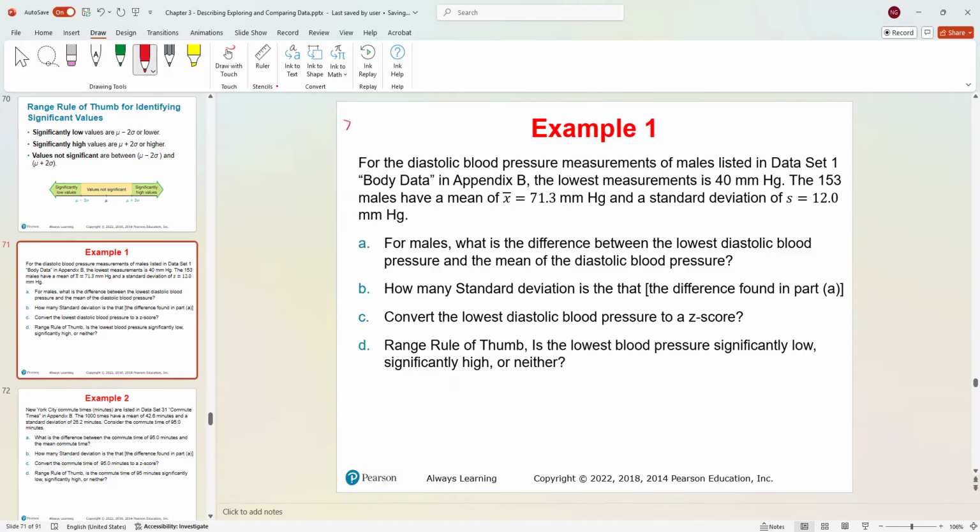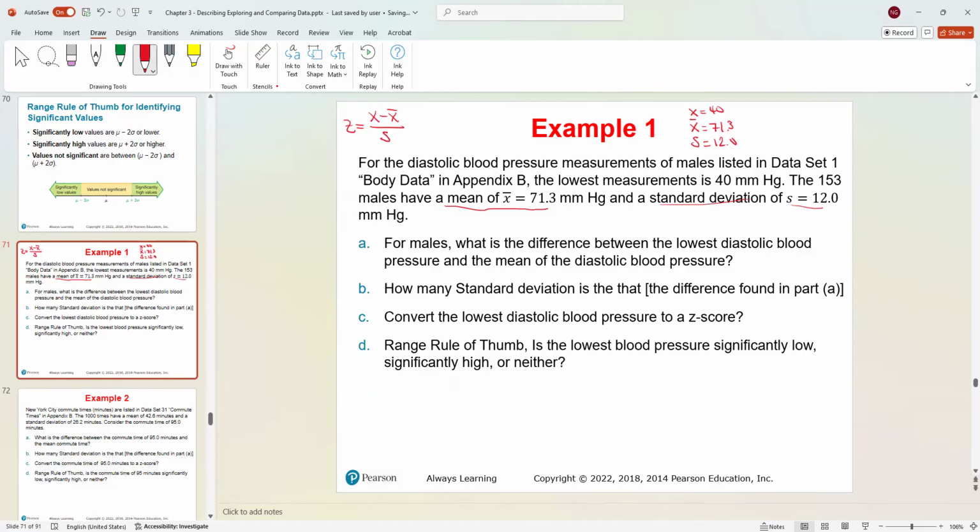So remember, you can convert any x you see to z using this formula. Now we're dealing with a sample, so we use s and x bar. Remember, in this exercise, what you need to identify is what is x, what is x bar, and what is s. So we said the lowest measurement is 40, so we would assume 40 is the x, and they already tell you the mean, which is x bar 71.3, and standard deviation s is 12.